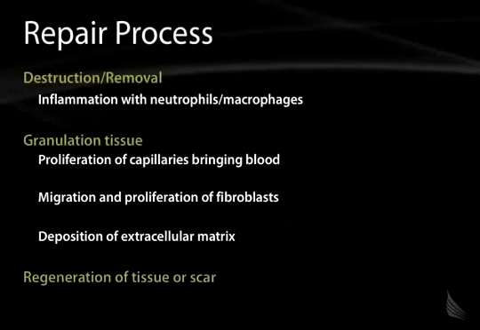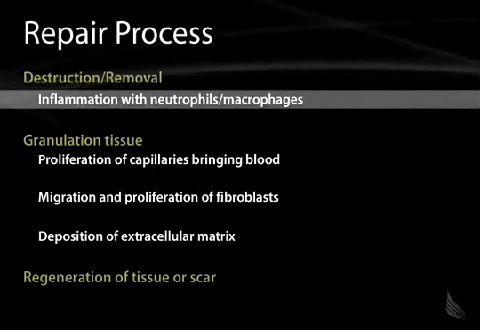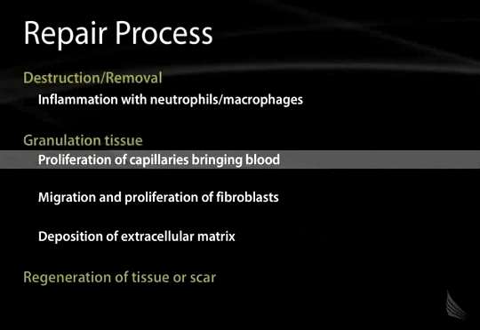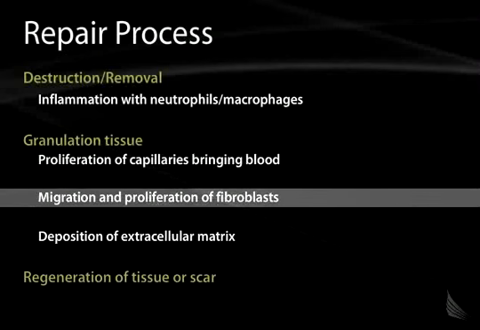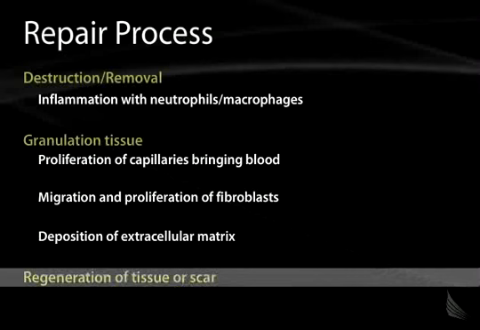Now the repair process starts with the destruction and removal of the dead or damaged or injured tissue. And this occurs with neutrophils, which come in and digest the material, and macrophages, which then phagocytose, take it up and remove it. Then there's an influx of what we call granulation tissue. And this is a proliferation of capillaries, which bring blood and inflammatory cells and fibroblasts, which migrate and proliferate in the area, and you get a deposition of the extracellular matrix. And then you get regeneration of tissue or a scar.